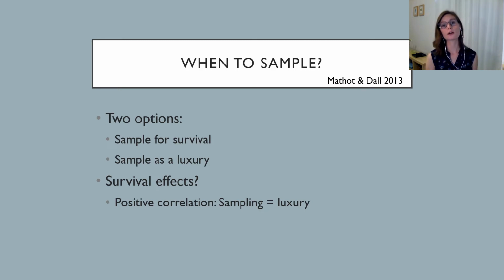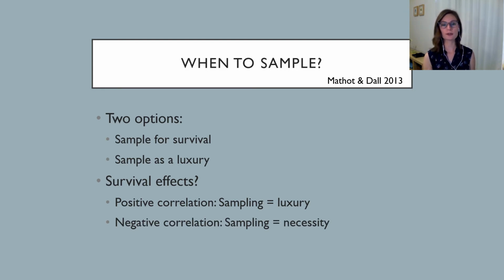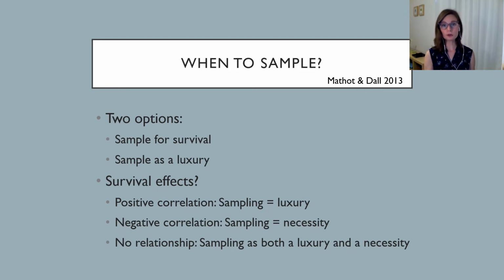If there's a positive correlation between survival and sampling behavior, this means that individuals in a better state are the ones sampling more and are probably sampling as a luxury. Conversely, if there's a negative relationship between sampling and survival, then individuals in a poorer state are the ones sampling and are probably doing so out of necessity. However, if there is no correlation between sampling and survival, then this might be because at the level of the population, both sampling out of necessity and out of luxury are taking place, either because different individuals are experiencing different conditions or because individuals are able to adjust their sampling behavior to match the conditions that they're currently experiencing.